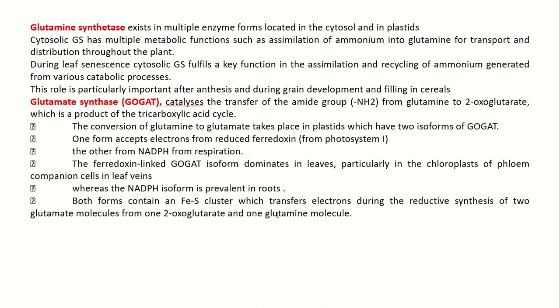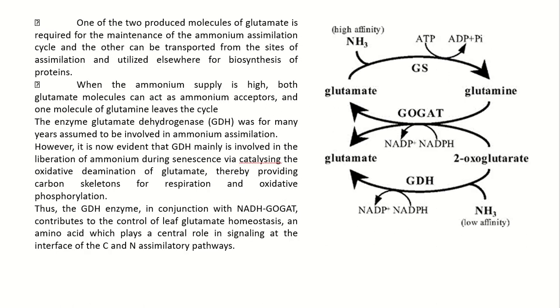Both forms contain an iron-sulfur cluster, and transfer electrons during the reductive synthesis of two glutamate molecules from one glutamine molecule and one 2-oxoglutarate. So this is all about glutamate synthesis, and the pathway you can also write like this: GS, GOGAT, and GDH. One arrow is on the left-hand side, another on the right-hand side.